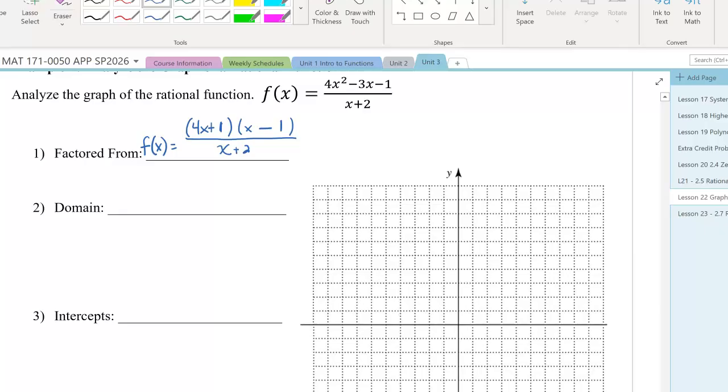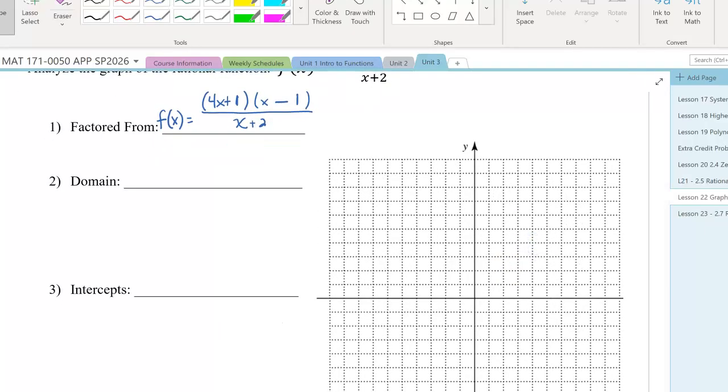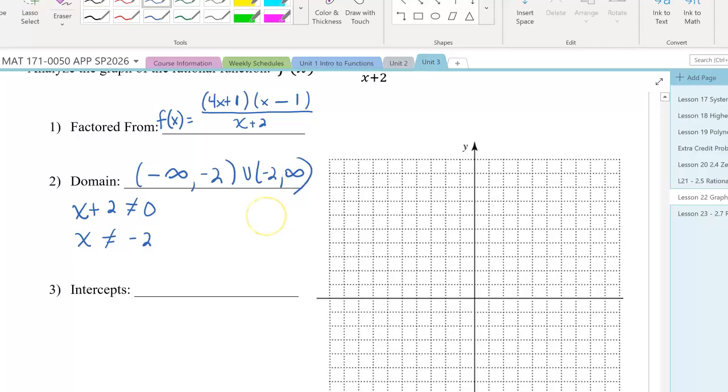Moving on to domain. For the domain, remember you set the denominator not equal to 0 because that's a value of x that it can't be. So that means that x cannot be negative 2. So that means the domain is everything but negative 2, which I write like this.